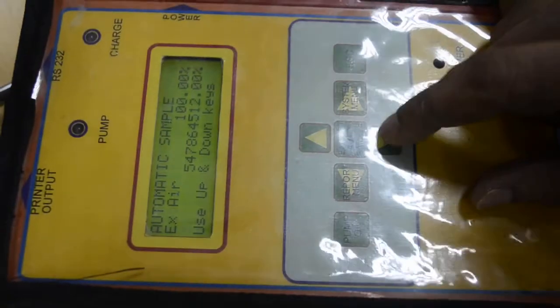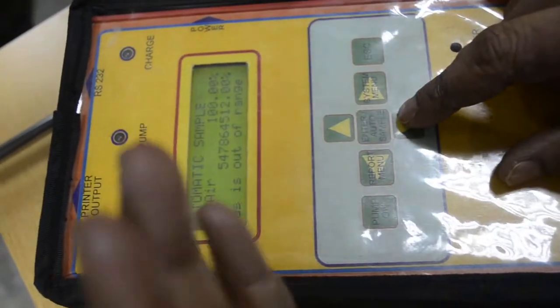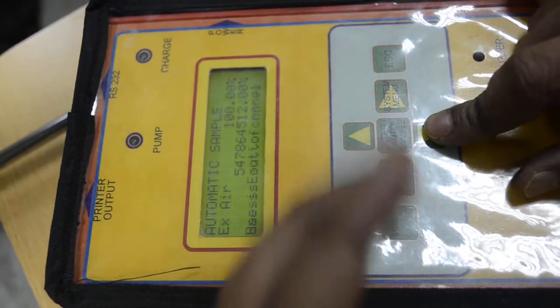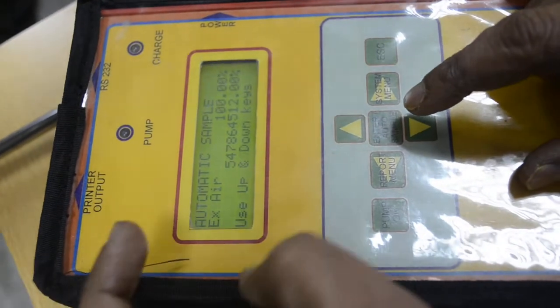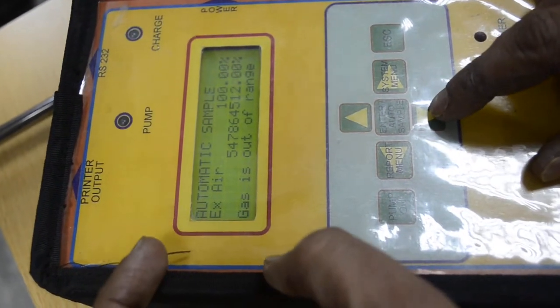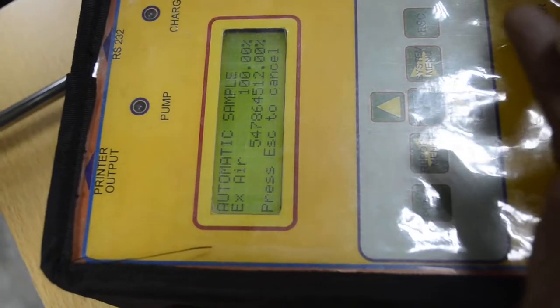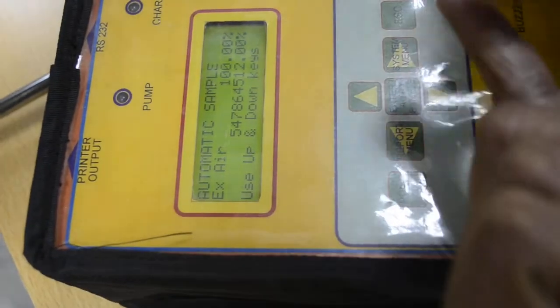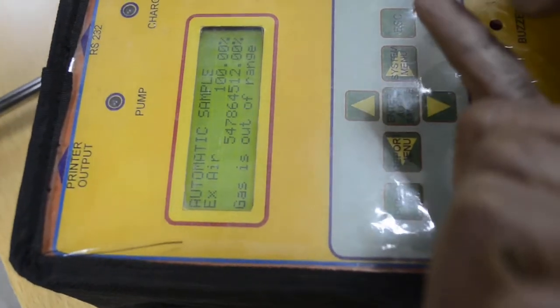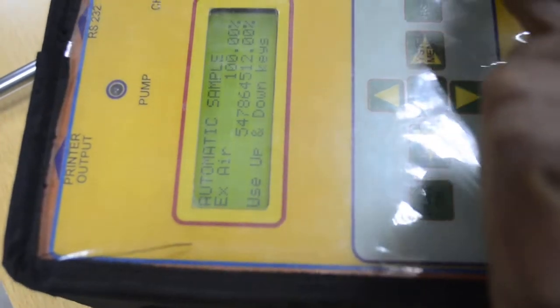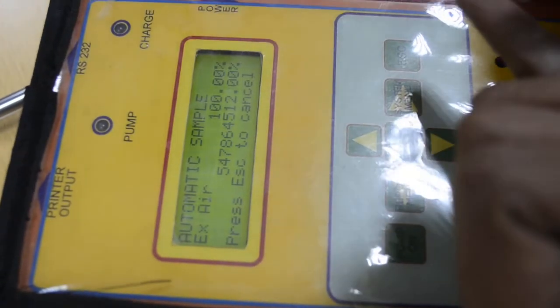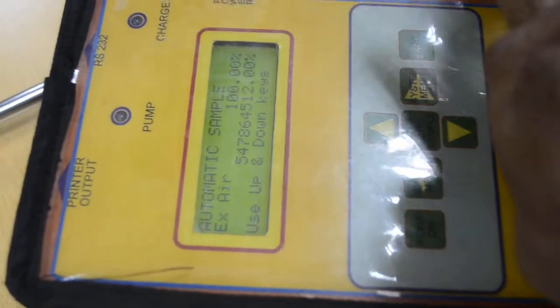So what you have to do is press, hold and leave. When you do this, the next reading will come. It will show the amount of excess air used, 200%, 300%, 400%, so that much excess air is used. Next it will show the nitrogen being used, the gross nitrogen, and the excess nitrogen.